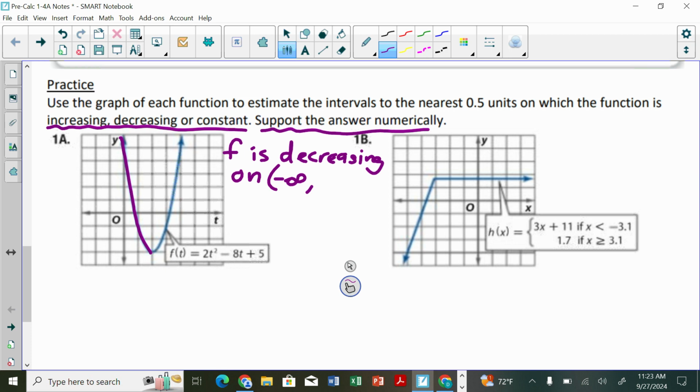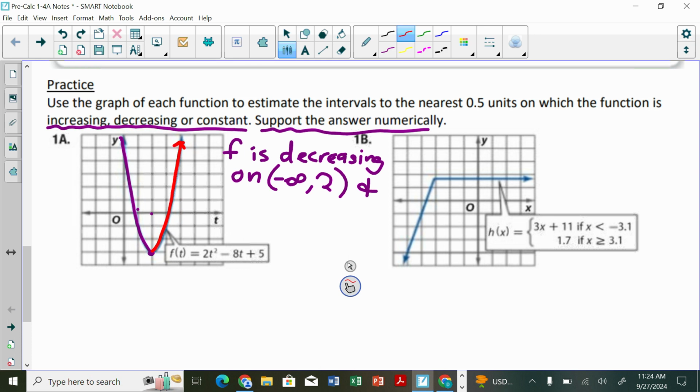Well, this point happens to be at (2, 2), right? So at 2 is where it stops decreasing, and then it starts to rise up. Okay, so we say f is decreasing from negative infinity to 2, with a parenthesis, not a bracket, and then it starts to increase, right? It starts to increase from here going up. So from 2 all the way to positive infinity, it's increasing.